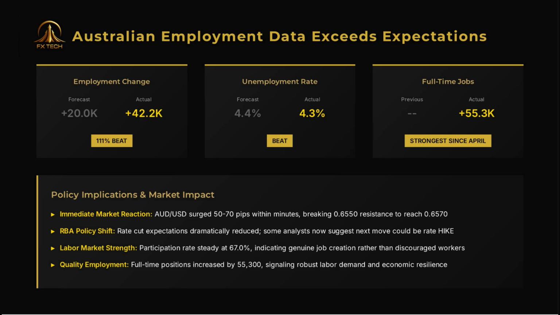The immediate market reaction was bullish for AUD, with the currency spiking higher on the release. However, gains proved difficult to sustain as traders weighed the positive domestic data against global headwinds. The strong employment figures dramatically reduced expectations for RBA rate cuts, with some analysts now suggesting the next move could be a rate hike rather than a cut.